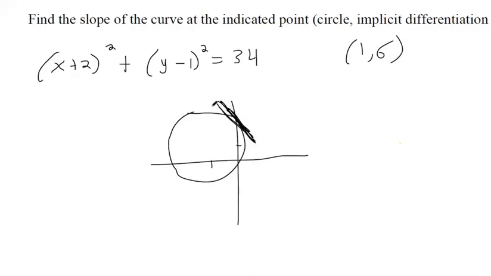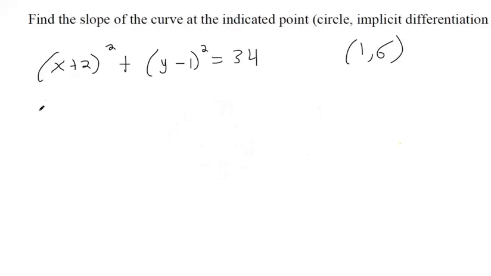So before implicit differentiation, we didn't have the tools to find this. But now that we have a way of taking a derivative when it's not just y equals something, now we can find that slope. Okay, so we want to find dy/dx of both sides. So I'm going to take a derivative of both sides with respect to x.